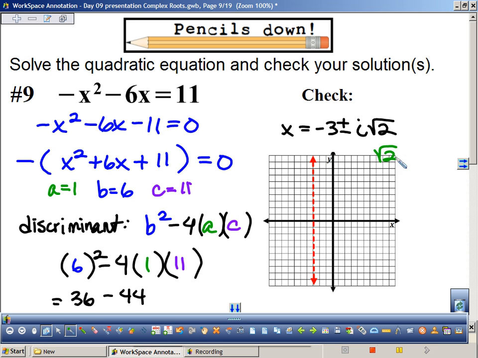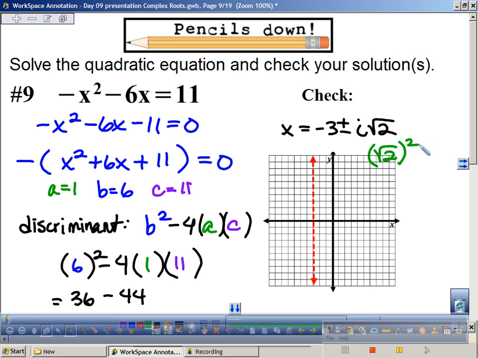If I were to square root 2, what would I get? What's root 2 times root 2? 2. The square and the square cancel each other out, right? Because this would be root 2 squared, which is just 2. So I would go over 3 and either up 2 or down 2. Which one would it be? Why down 2? Because this is negative, means I'm going to have to be pointing down, and it's never going to touch the x-axis.